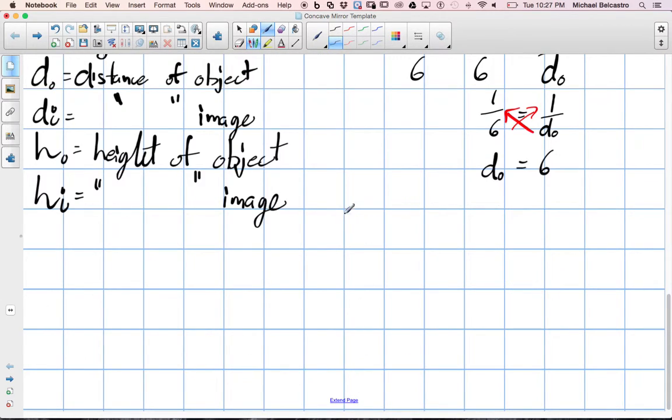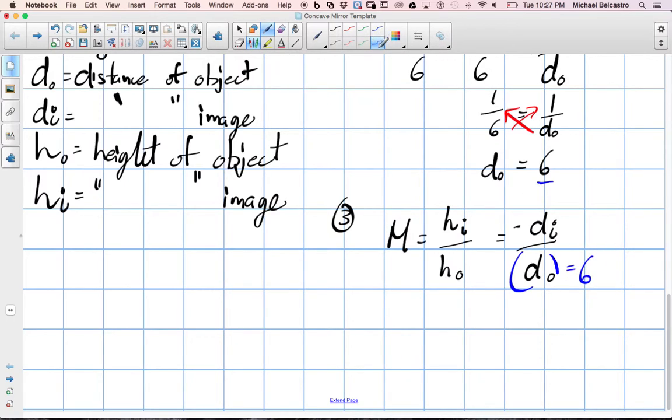Our third formula states that the magnification is equal to the height of the image over the height of the object, which is equal to negative the distance of the image over the distance of the object. So the distance of the object we just discovered to be 6, so we can replace this value with 6.